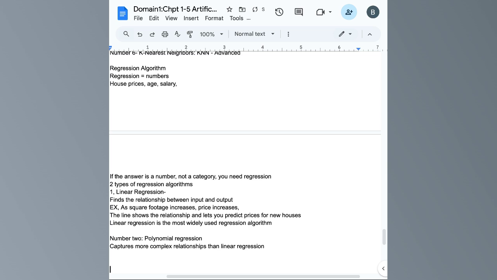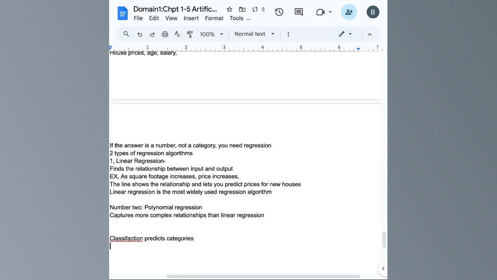So here's what you need to know for the exam. Classification predicts categories. Regression predicts numbers. If the output is a number, it's regression. If the output is a category, that's classification.